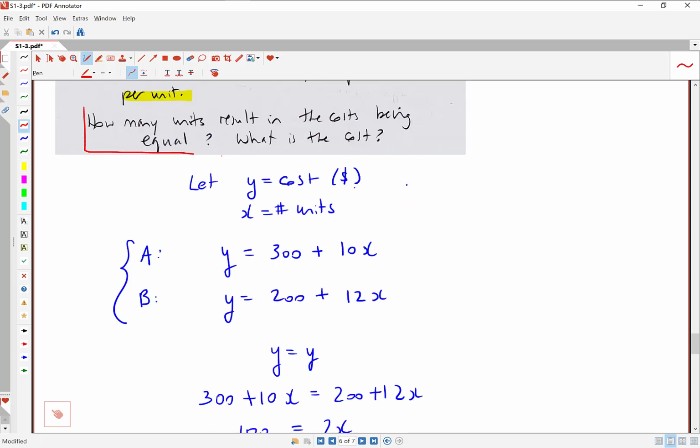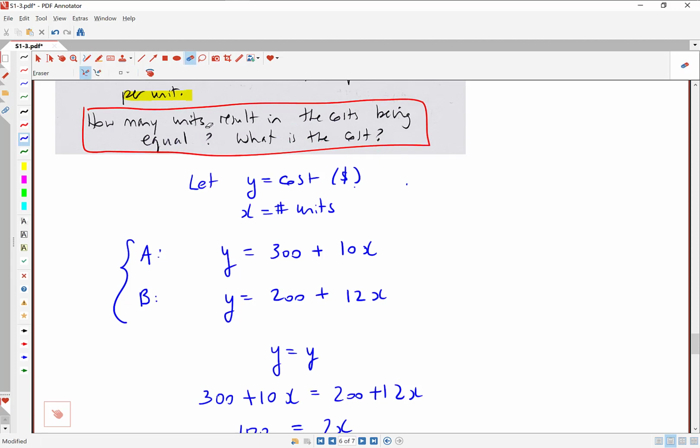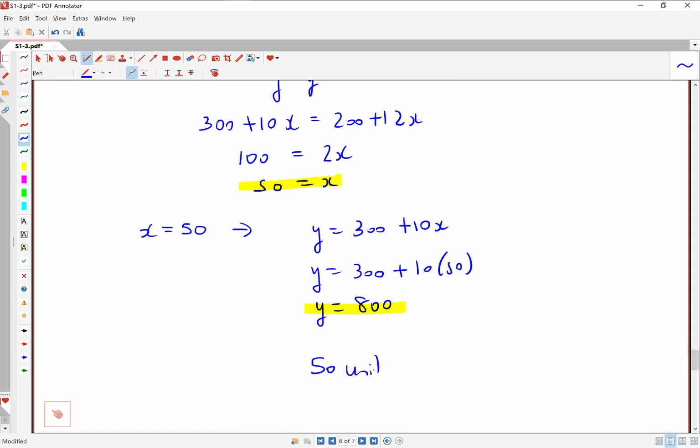So the question was, how many units result in the cost being equal, and what is the cost? How many units? That was our x value, 50 units, and our cost was y, $800. So that answers the question. If both manufacturers produce 50 units, both of their costs will be $800.